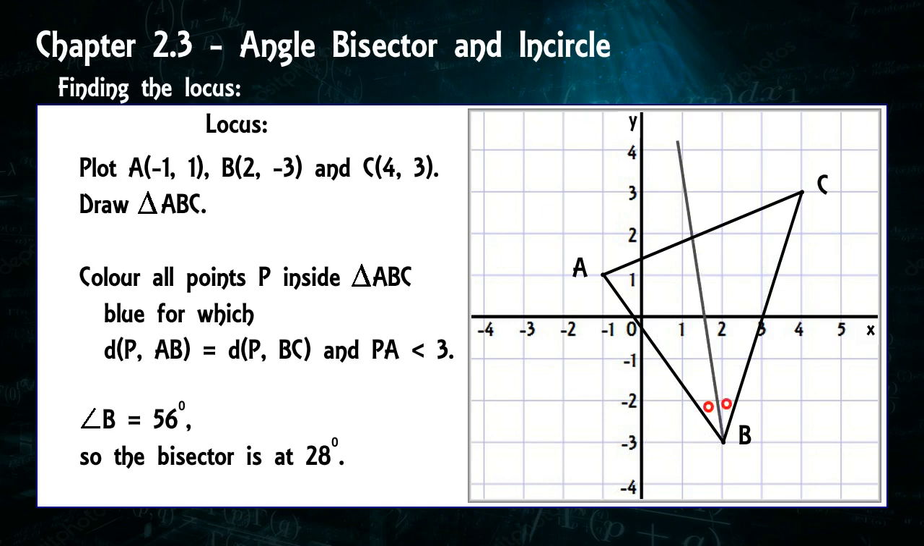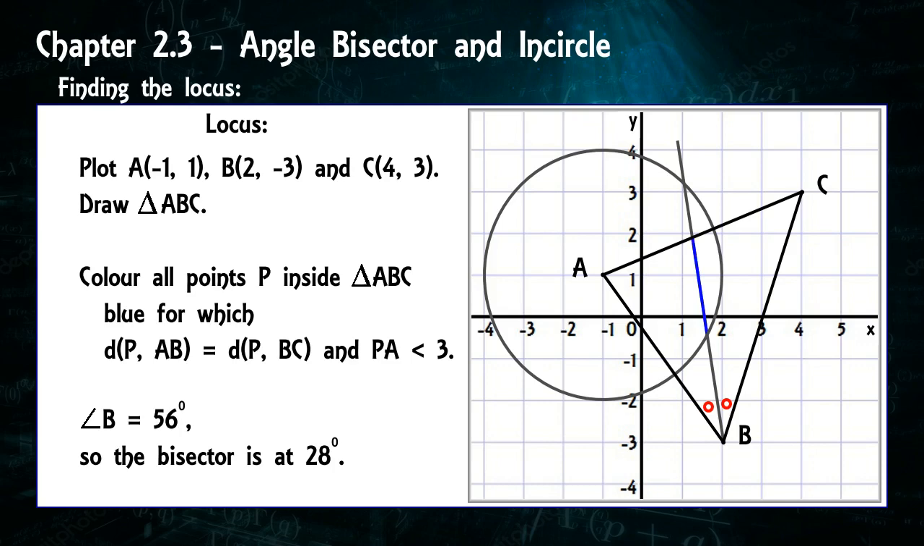Then we take a look at the other notation. PA is less than 3 means we have to draw a circle around A with the radius of 3. When we've done that, we can determine what we need to color. We need to color everything on top of the bisector, but only inside the circle and inside the triangle, which means that this line is the locus for this exercise.